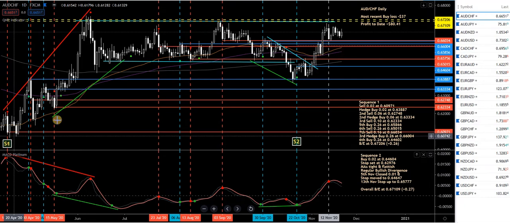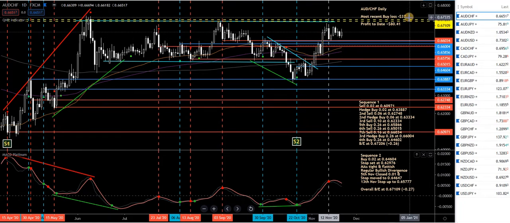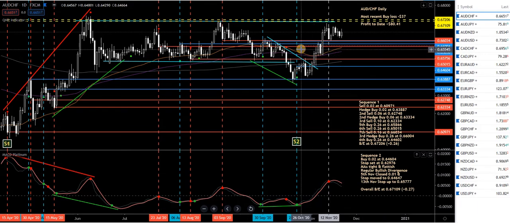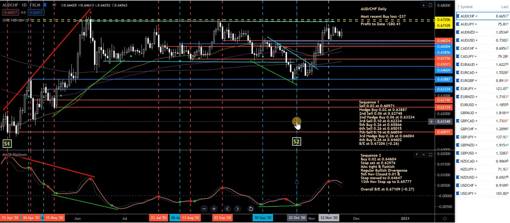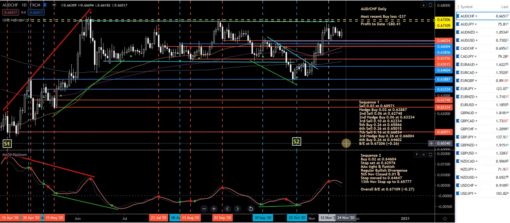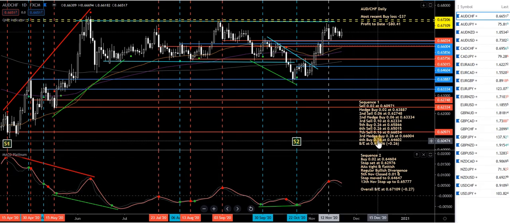So sequence 1 starts here. This is the Aussie Swiss. I'm actually down $37 on this sequence, though I'm up $80 on this pair overall. It's a pair I don't like trading that much. I'm going to ditch it when I finish clearing these sequences. If you look here, there are two overall break-even levels. One's for sequence 1 and one's an overall break-even. They're about the same spot.